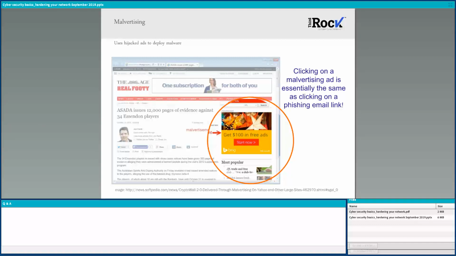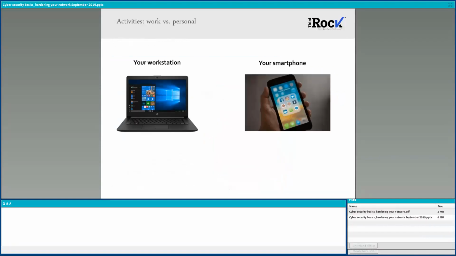So also, malvertising is not quite as well known, but it's out there. Hackers can take over an advertisement and put a hyperlink in it that does the same thing as a phishing email and injects malware onto your system. So I always recommend don't follow these ads. If you're going to buy something, go directly to the website and avoid using these ads, especially from your workstation.